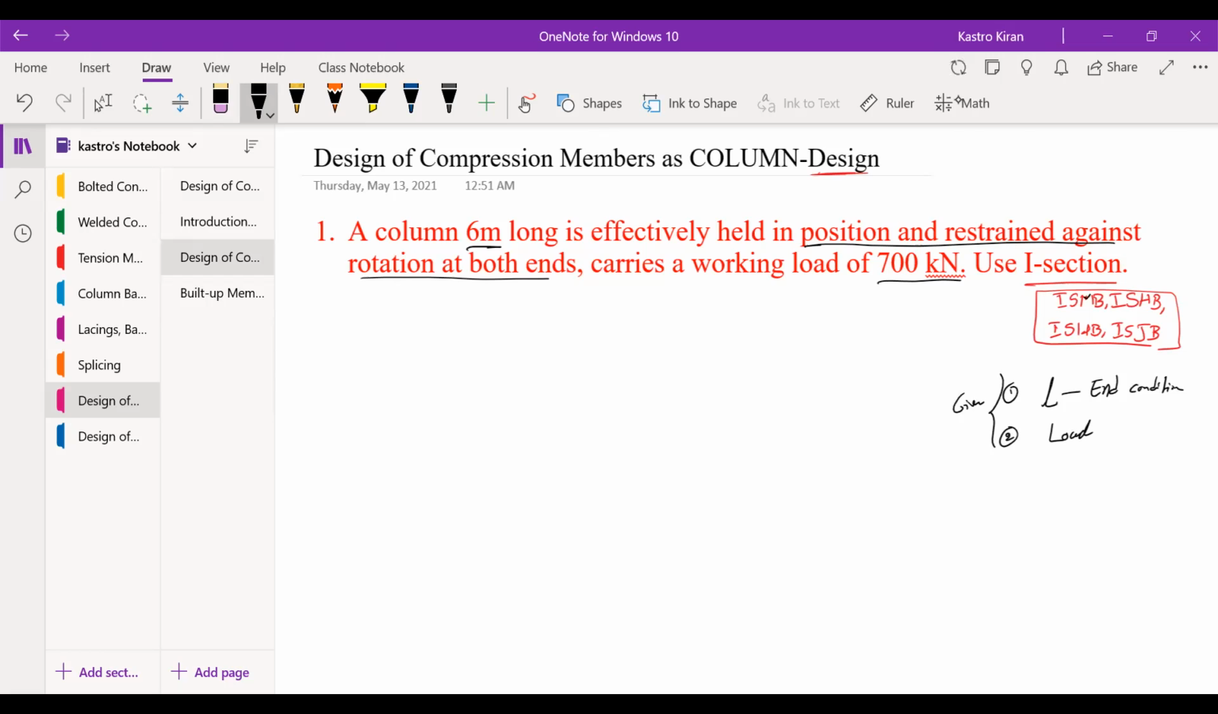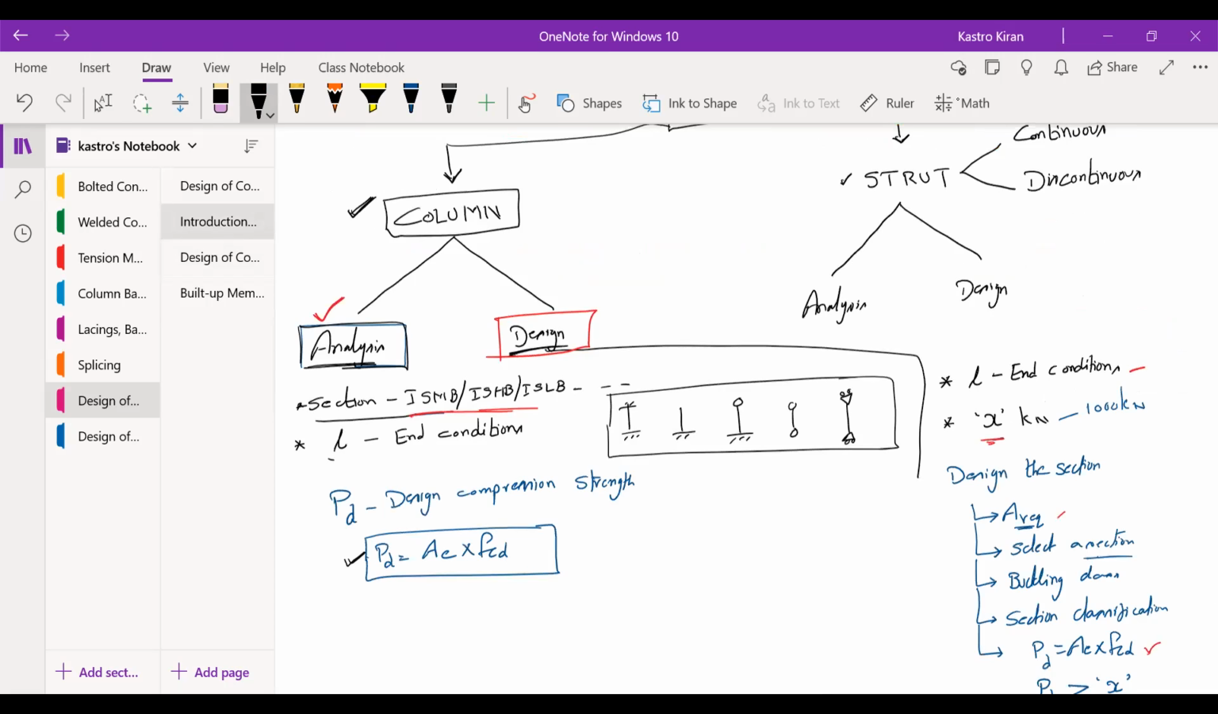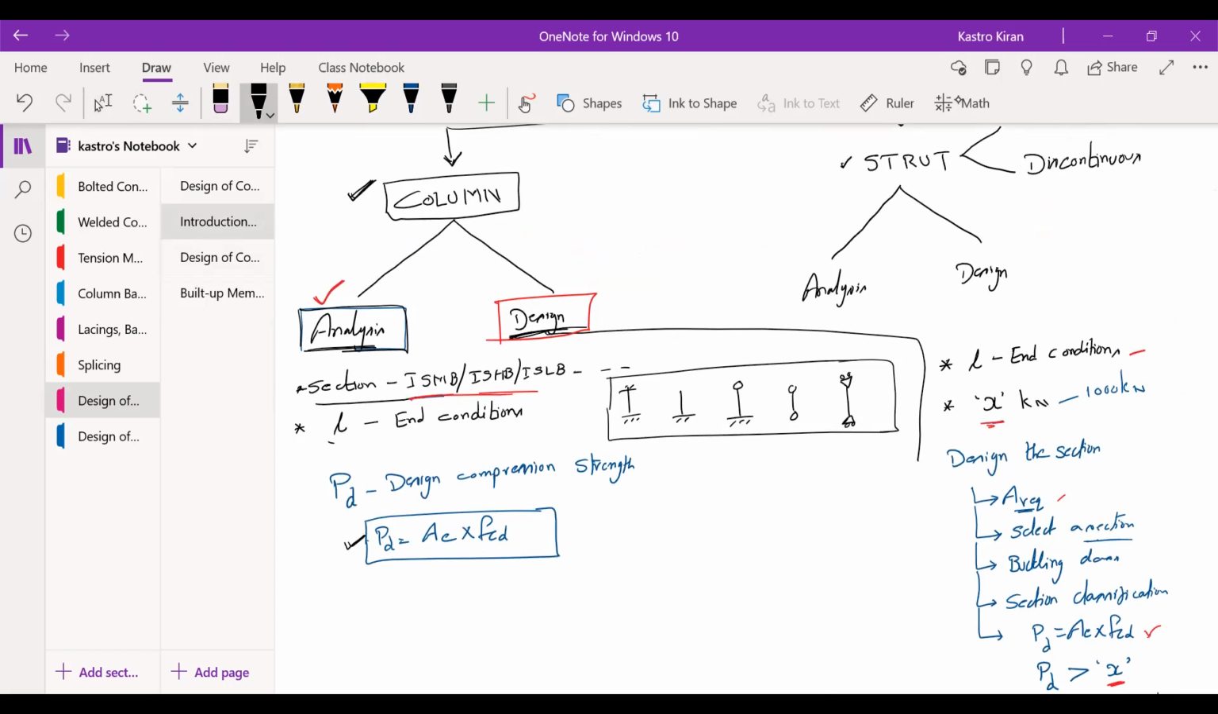So we'll go back to the introduction part where I was talking about how in the design oriented problems, you are given the length and the end conditions along with a certain amount of load.